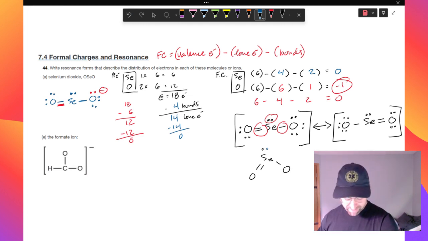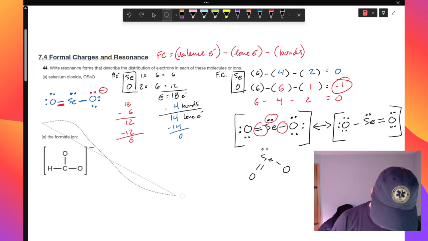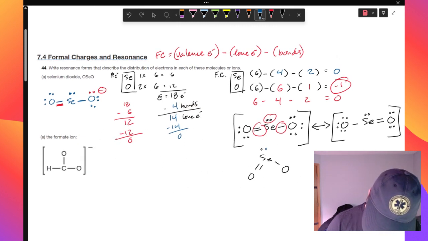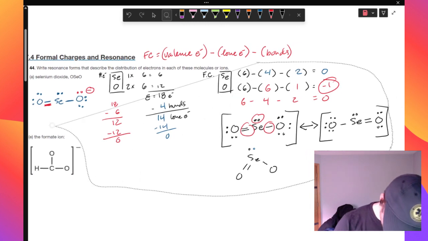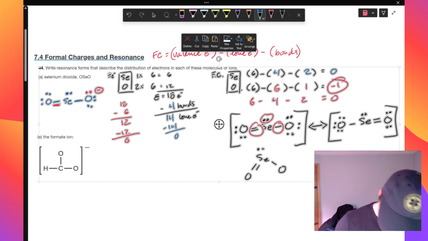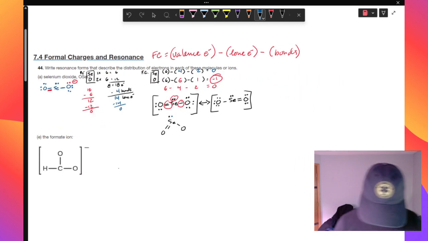Okay. That was a little roundabout. So let's see if we can clean that up for our second example here. Oh, come on now. There we go. All right.